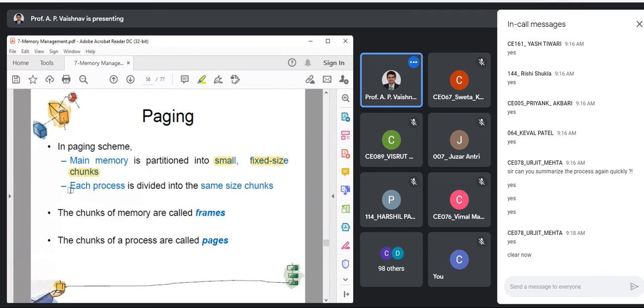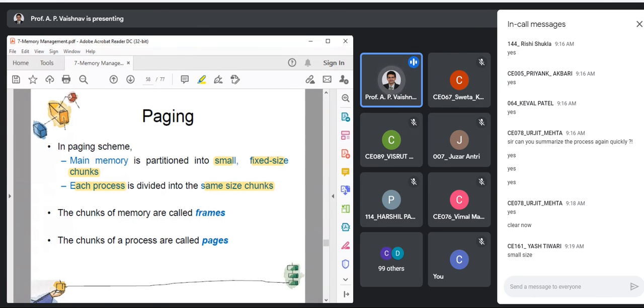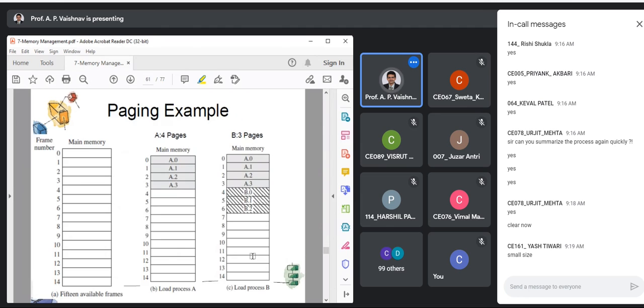The other thing is the process is also divided. We don't only divide the memory, we divide the process itself into same size chunks. So suppose I am dividing my main memory into 4 KB partitions. The process is also divided into 4 KB parts. Why do we need to divide the process? Because we have to load that process component into the 4 KB chunk, and that is why we do this. Let me go through an example so that you can understand.